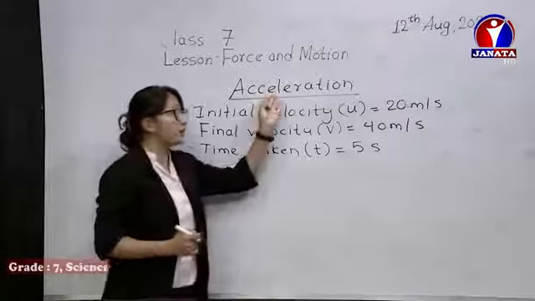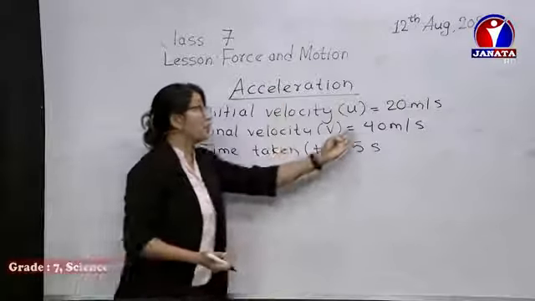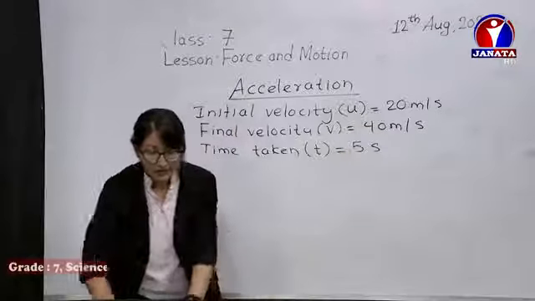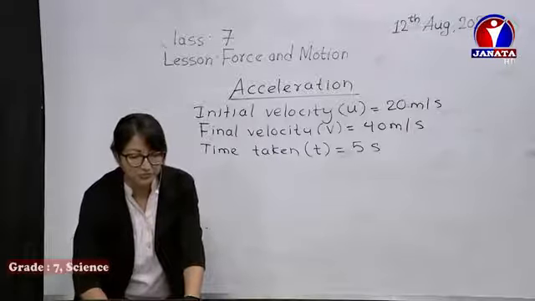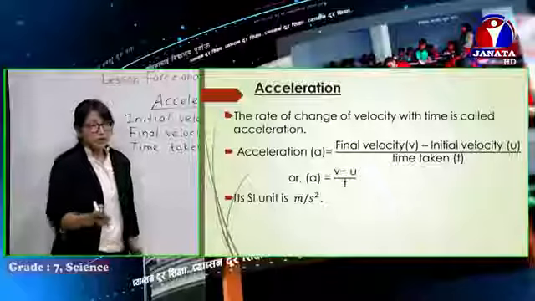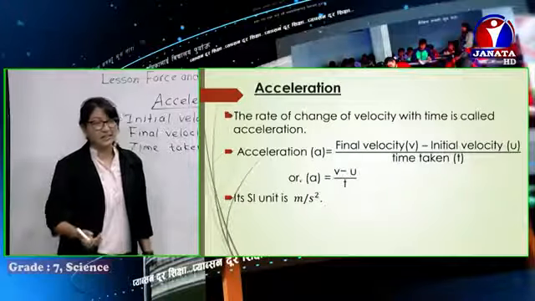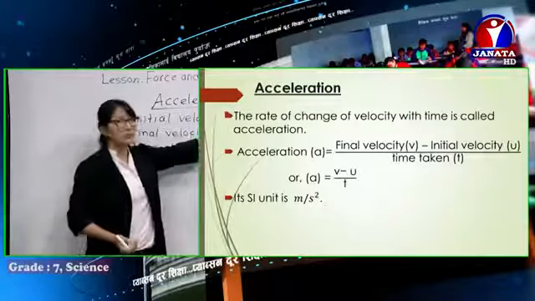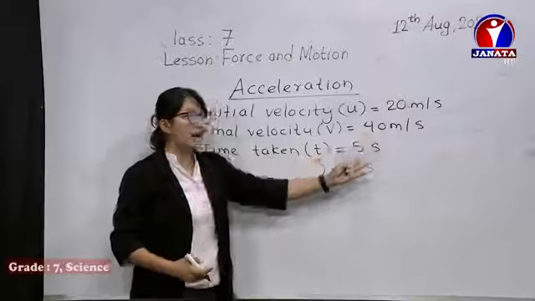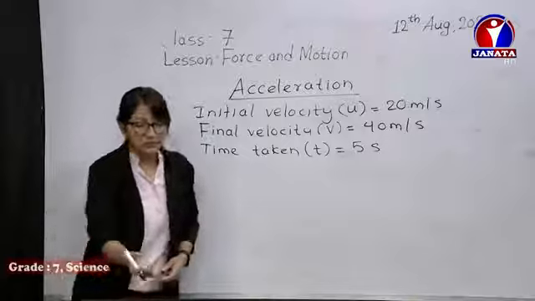So acceleration is the rate of change of velocity. The change of velocity per unit time is called acceleration. Here you can check the definition of acceleration: the rate of change of velocity with time is called acceleration. As I just gave you in the example before, a vehicle moving with 20 meter per second had its velocity increased and became 40 meter per second after 5 seconds. So how do we calculate acceleration then? You can just check the formula.